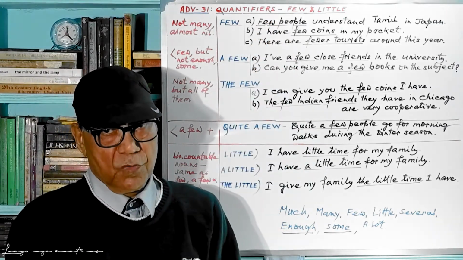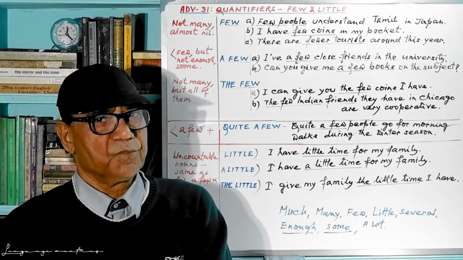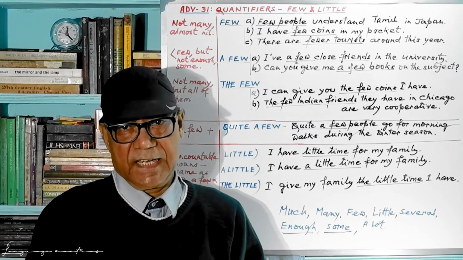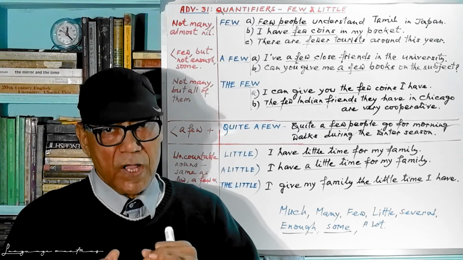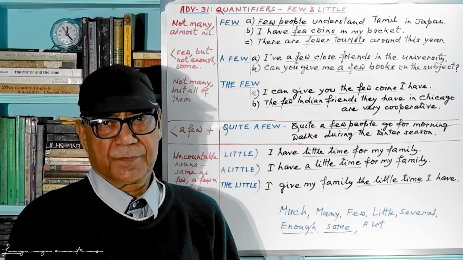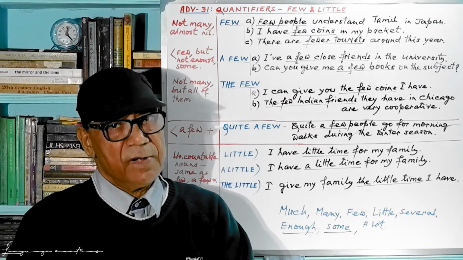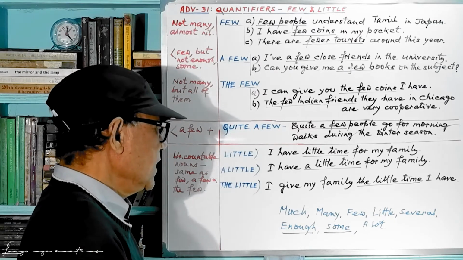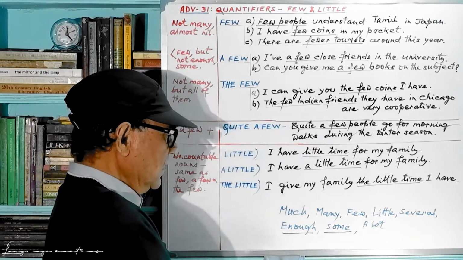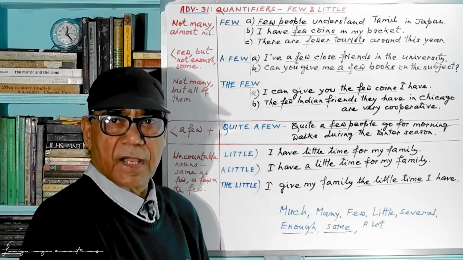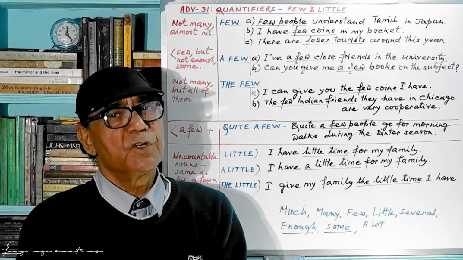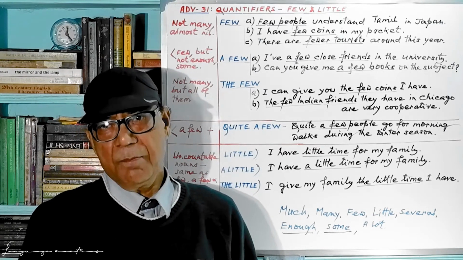This is Advanced English session number 31, and we are going to discuss two quantifiers, few and little. So what is a quantifier? A quantifier is a word that gives you some idea of the quantity of something referred to or the number of something. There are several examples. These are quantifiers: much, many, few, little, several, enough, some, a lot, etc. All these words give you some idea of quantity or number.